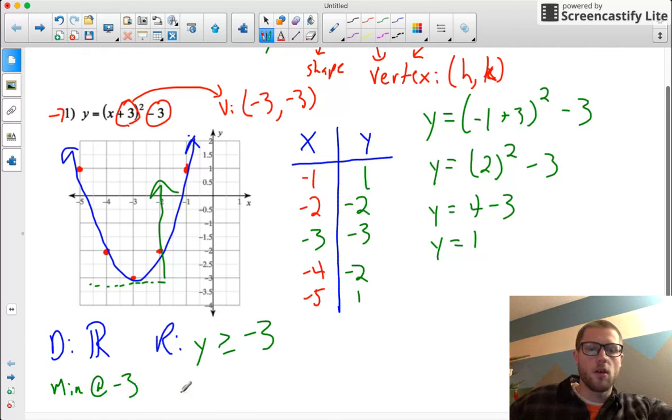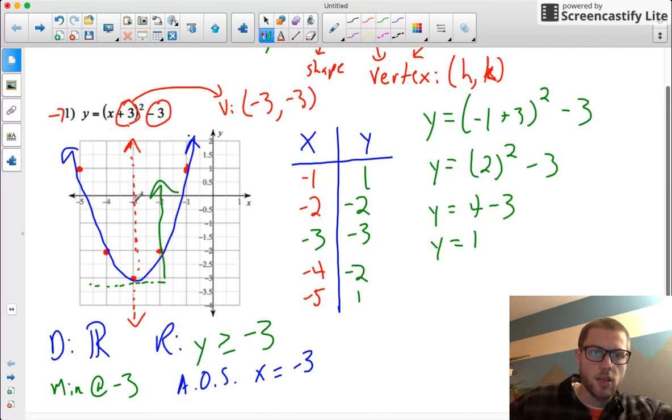It has an axis of symmetry at the line x equals -3. And that x equals -3 is a vertical line that goes through the vertex. It splits this thing in half. And the equation of this line is x equals -3.